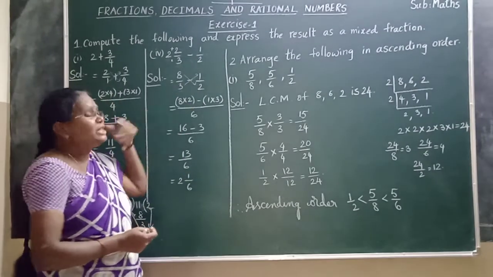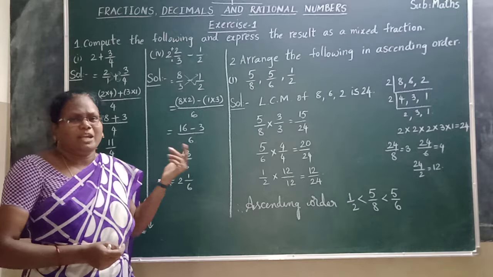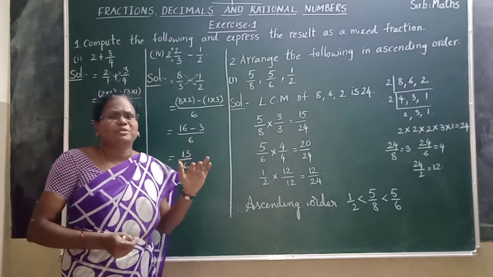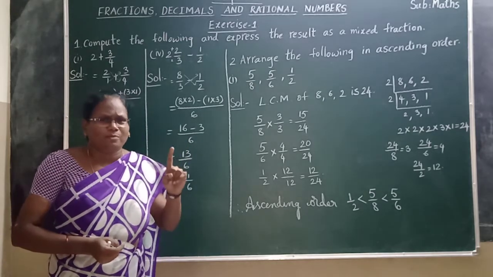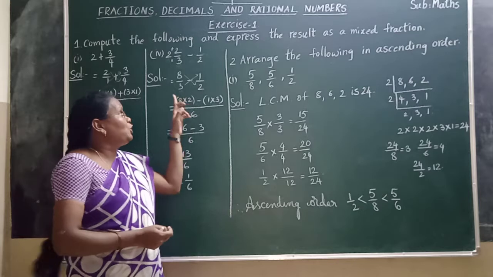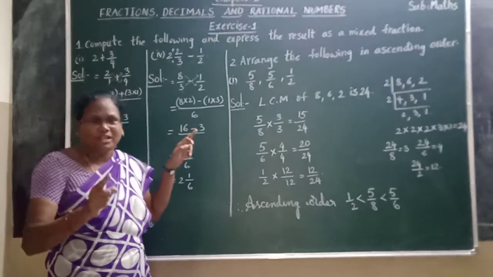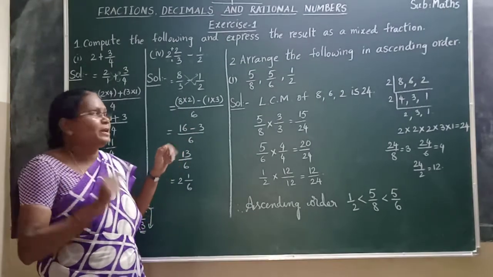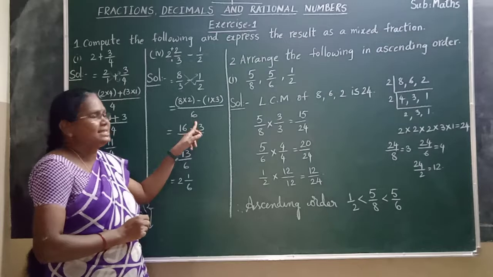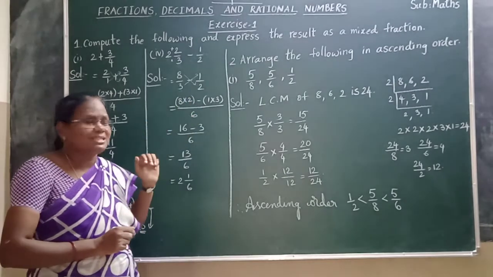Here 3 comma 2. 3 comma 2 are which numbers? Co-primes. Their product is their LCM. Co-primes means the two numbers having the common factor 1. Then the two numbers are called co-primes. 3 comma 2. 3 2s are 6. LCM is 6.